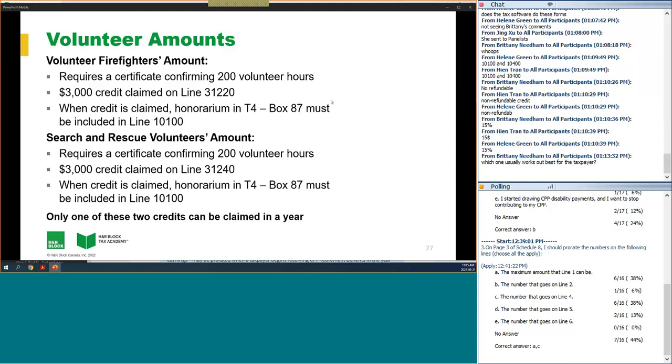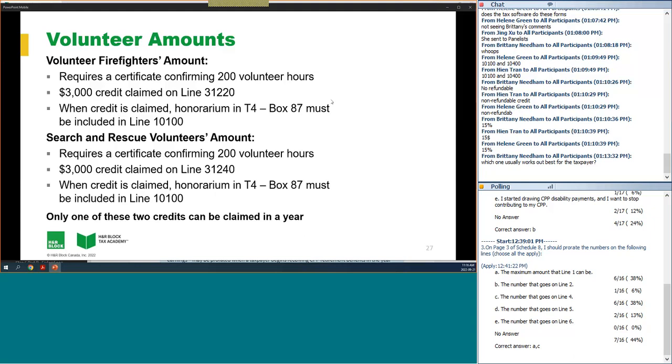If there is no exempt income, if they never got paid anything, if there's no box 87, go ahead and give them the credit, because you don't have to add income they didn't get. But if they got the income, then you have to make a choice.